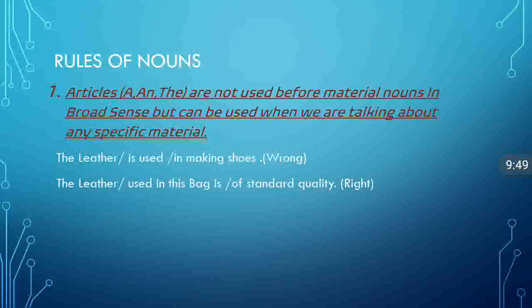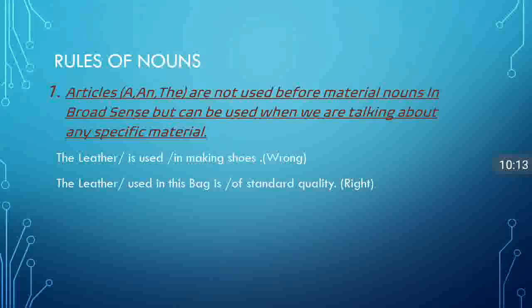Coming back to the first example, the leather is used in making shoes. This is wrong, because the rule says articles a, an and the cannot be used before a material noun in the broad sense. So in the first example, the shoes are taken in the broad sense, therefore the cannot be used before leather.